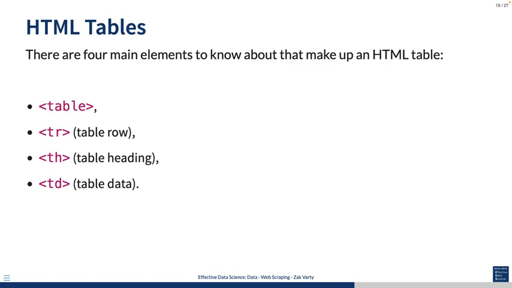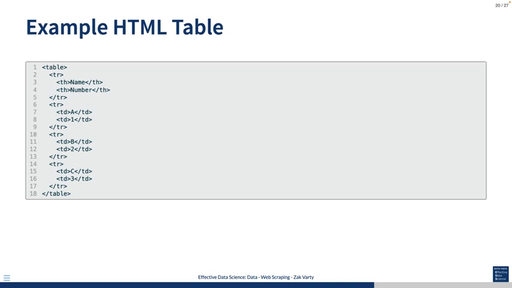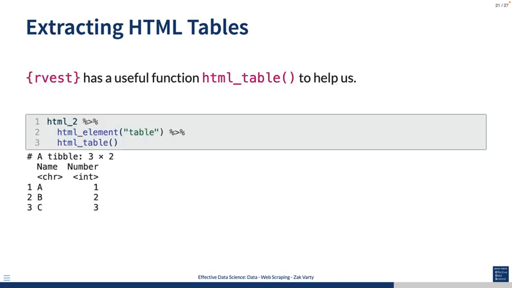Let's see this in practice now. So here's our simple example dataset that we've seen before, formatted as an HTML table. There's a name column containing the letters A, B, and C, and then there's a number column containing the numbers 1, 2, and 3. We'll save this as a minimal HTML object called html2 to work with in R. Because tables are such a common way to store data, rvest includes a useful function called html_table that converts an HTML table directly into a tibble. And that's exactly what we've used in this example.